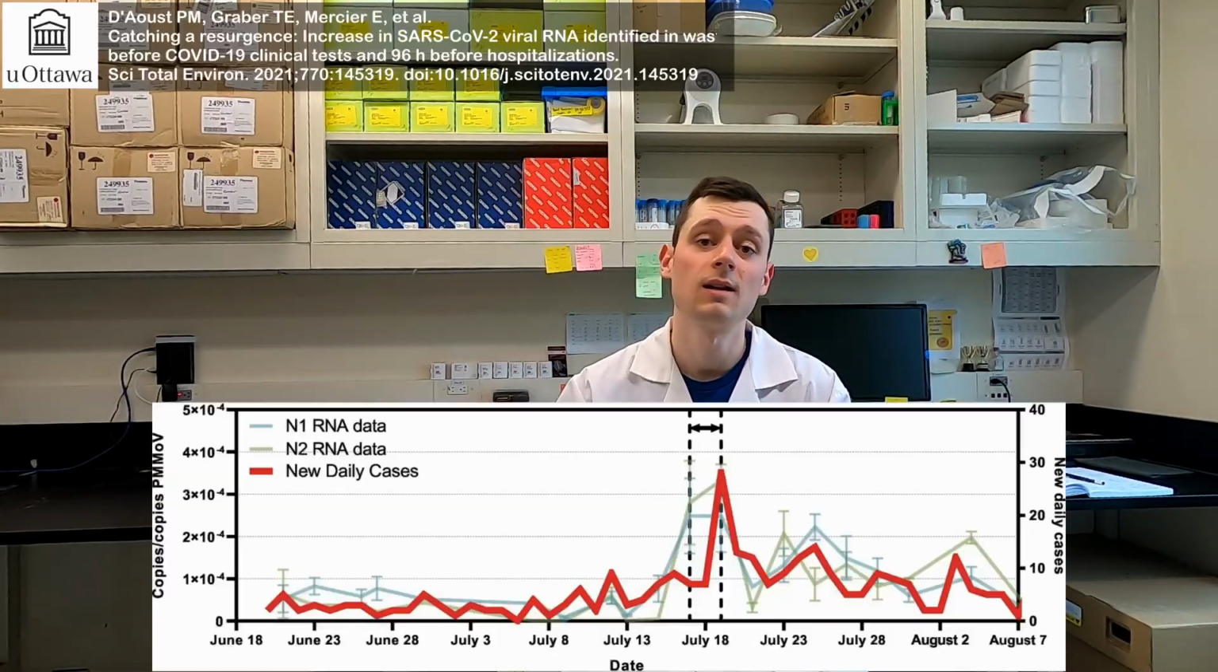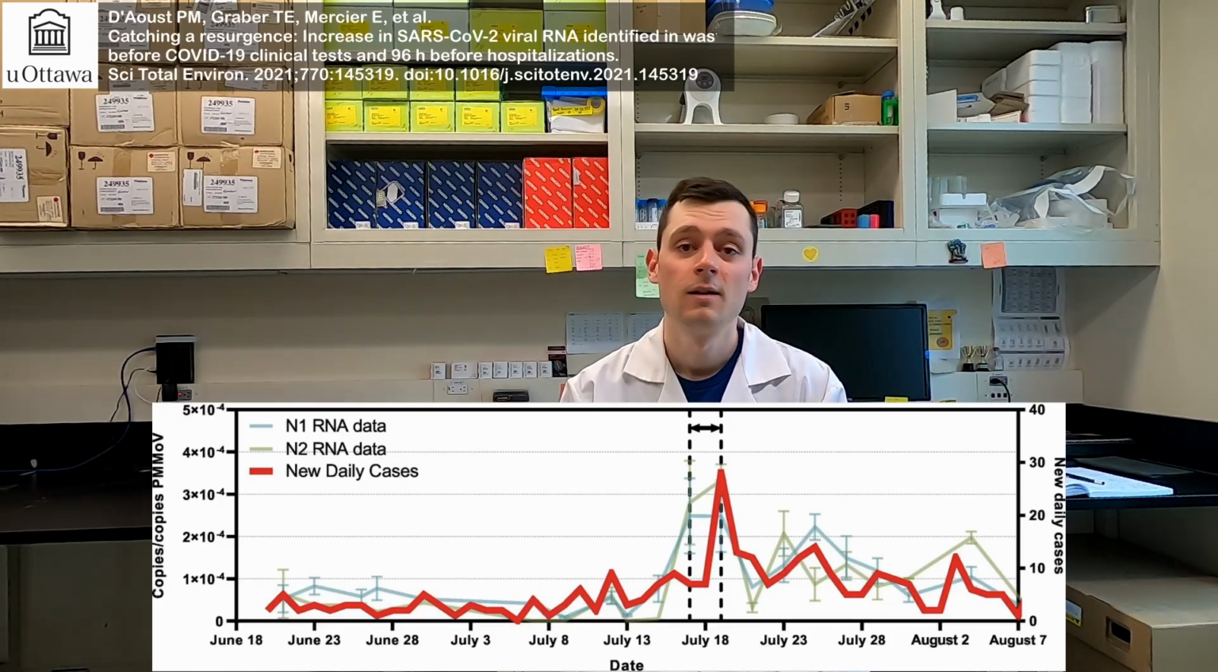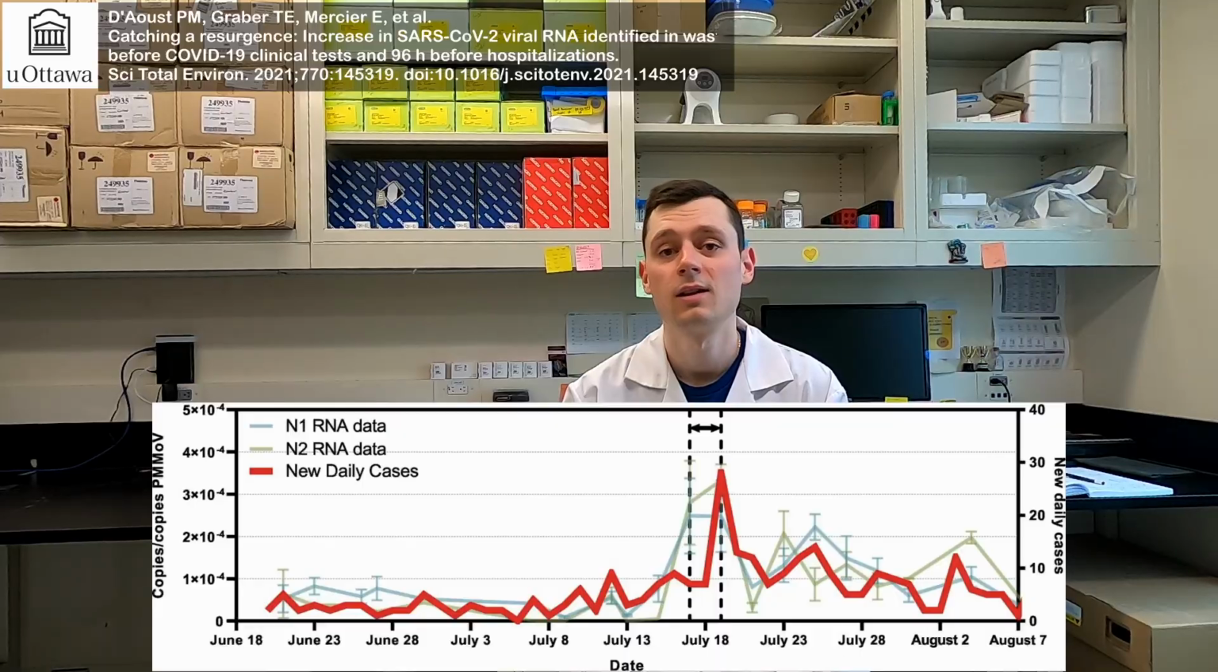One of the biggest findings to come from the Ottawa Wastewater Initiative was that SARS-CoV-2 RNA is detectable several days before hospitalizations begin to rise. This sort of data is used to provide health information to the general public and healthcare facilities so that individuals can stay aware and hospitals prepared for increased burden.